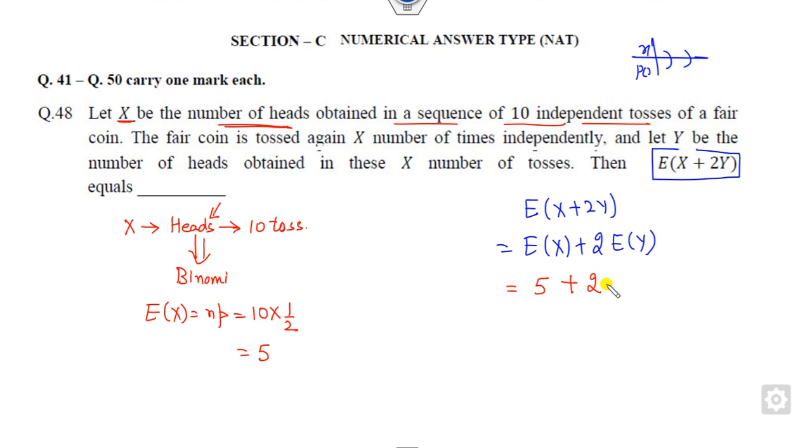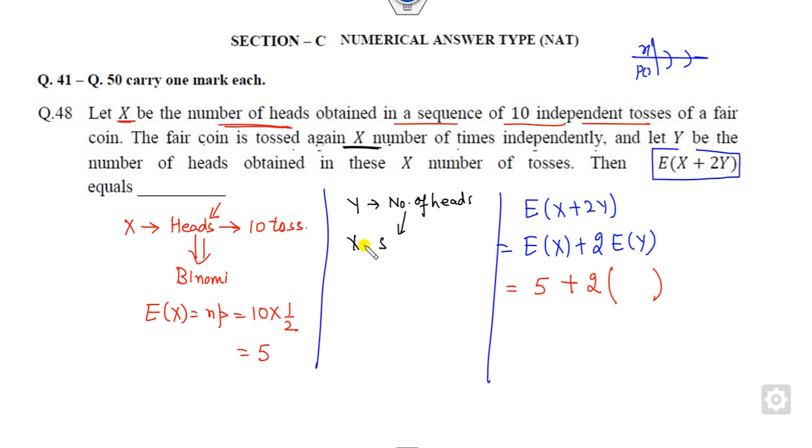Fine. Now we only need to find the expected value of Y. So look at Y. A fair coin is tossed again X number of times. Y represents again the number of heads obtained on those X tosses. That means firstly you toss the coin again X number of times, and out of these X times, how many times a head is obtained, that's my Y. So that's again very simple.